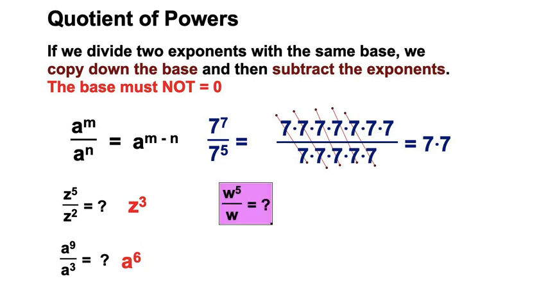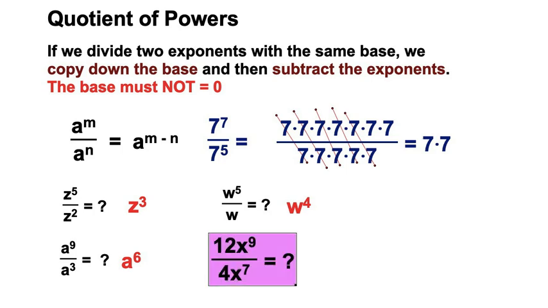Nice. How about this one? Hey, we did this last time. We can't fool us. We got that W. That W in the denominator is W to the 1st power. W to the 5 minus 1 power. W to the 4th power.